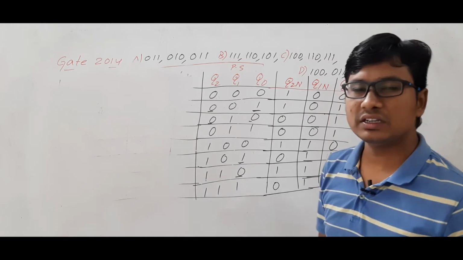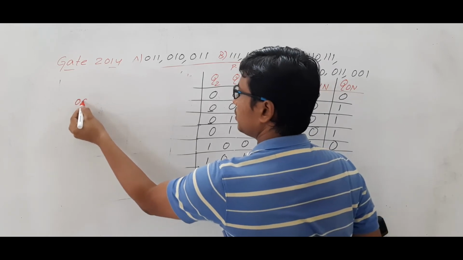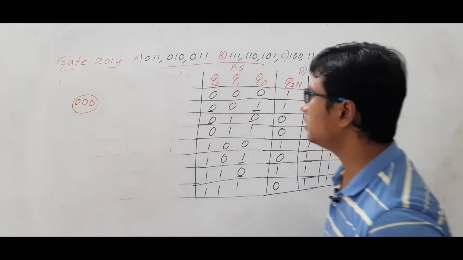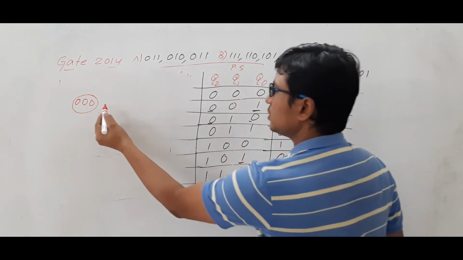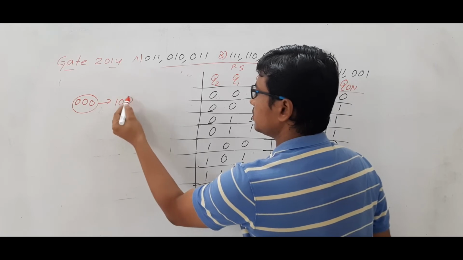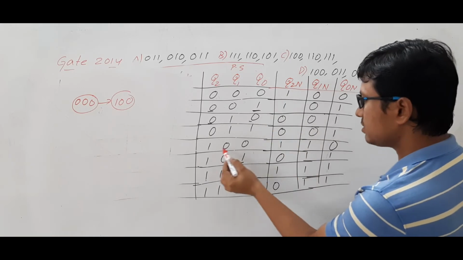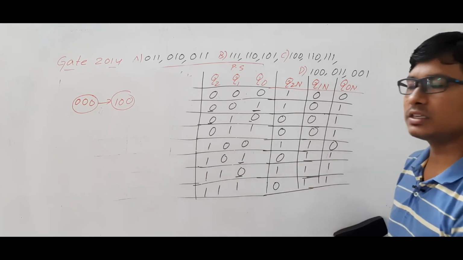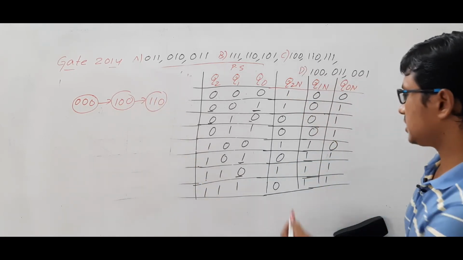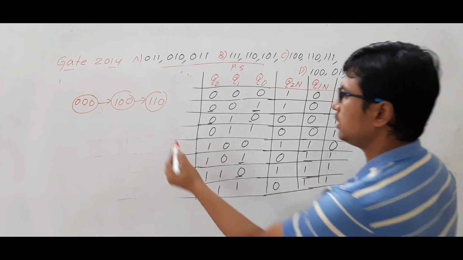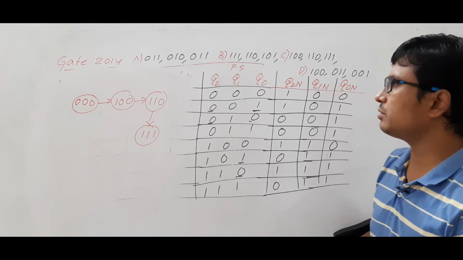Now you look at what initial state they have given. The initial state they have given as Q2, Q1, Q0 is 0, 0, 0. What is its next state? 1, 0, 0. Write it. From 0, 0, 0, it went to 1, 0, 0. Now go to 1, 0, 0. What is the next state? It is 1, 1, 0. Are you able to understand? Now from 1, 1, 0, where did it go? It went to 1, 1, 1. It is very simple. Once you have constructed the table, it is very easy.